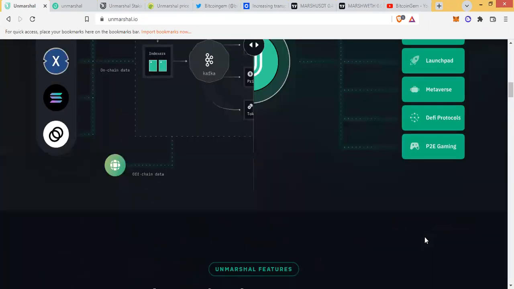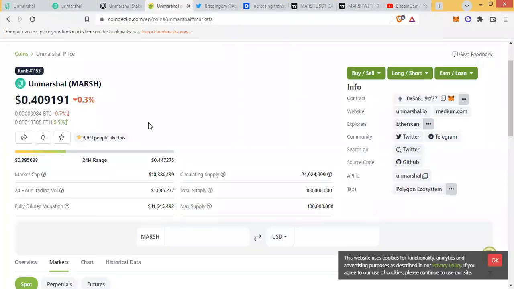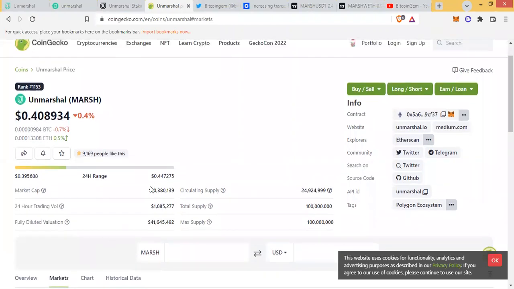So from an investor perspective, this is a high risk, high reward play. Again, as I told you, it's a $10 million market cap. So it is a small market cap. And when it comes to small, it's high risk, high reward. If we look at their circulating supply, it is close to 25 million and their total supply is 100 million. So almost 25% is in circulation. Hence its market cap is 10 million, but the fully diluted is around 41 million.